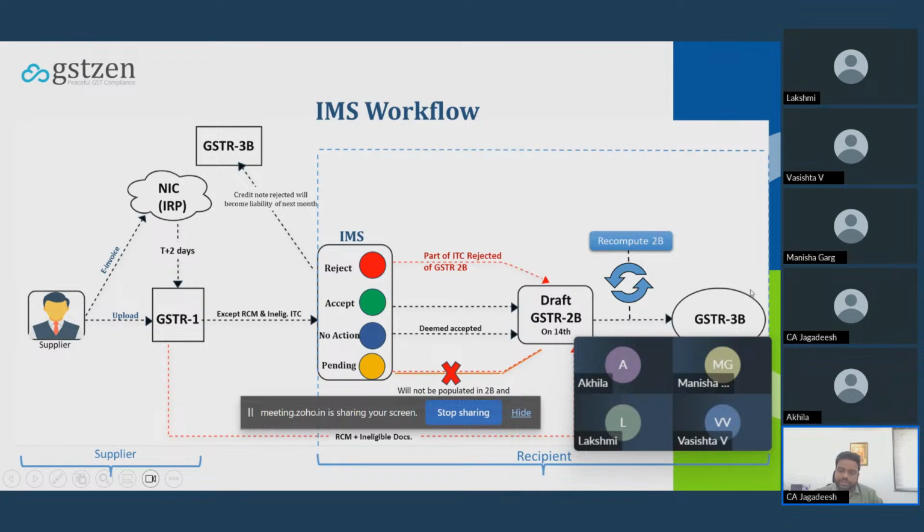So based on this 2B only, your auto-populated figures in 3B, that is the invoice supplies, will be generated. This is how the invoice management system works.